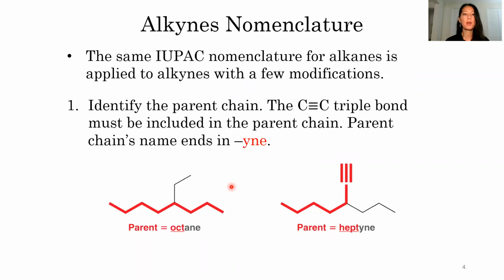So first, a little bit about nomenclature. Basically, it's going to be very similar to naming alkanes with a few modifications. So first of all, the parent chain may be determined a little bit differently. If you just have an alkane, you select the longest chain. However, with alkynes, the parent chain is the longest chain containing the triple bond. So here your parent chain is heptyne, and the chain ends in -yne.